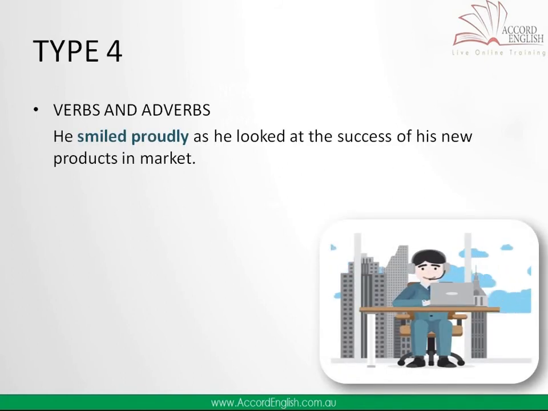The fourth type is verbs and adverbs together. As you can see in the sentence, he smiled proudly as he looked at the success of his new products in the market. Here, smiled proudly is the verb and adverb together to form one collocation, which is smiled proudly.